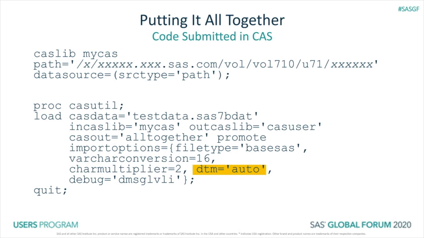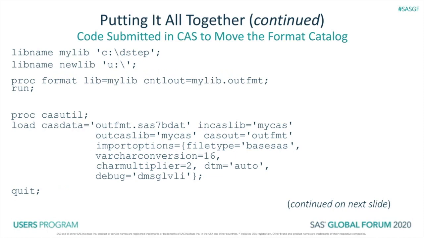The data set that we just loaded also has a user-defined format associated with it, so we'll need to move that format into CAS too. The easiest way to move a format into CAS is to create an output data set from the SAS format, move that data set to a location that can be accessed by CAS, then use the data set to recreate the format in CAS. The first thing we need to do is have two LIBNAME statements. The first LIBNAME statement points to the location of my format catalog, and the second points to the location where I'm going to write the output data set created by PROC FORMAT.